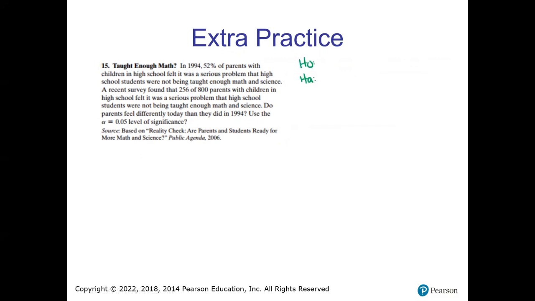Always going to start with our two hypotheses. Our null hypothesis is 0.52. That is what we know to be true from previous research, 0.52. We want to know if they feel different today. Different implies not equal to. Then I'm going to write down my information. So my survey information is 256 out of 800 with an alpha level of 0.05.